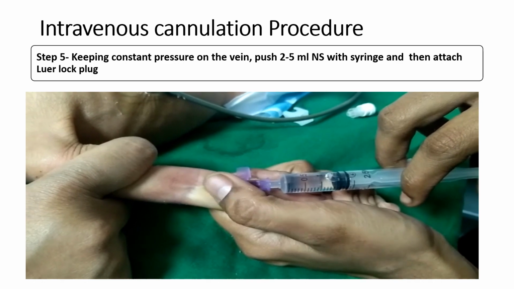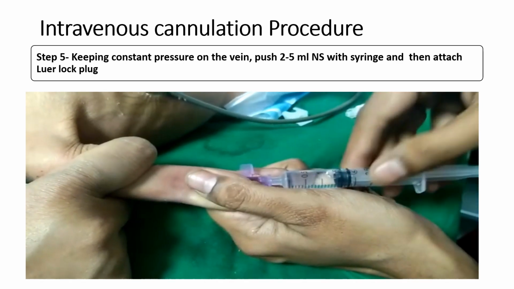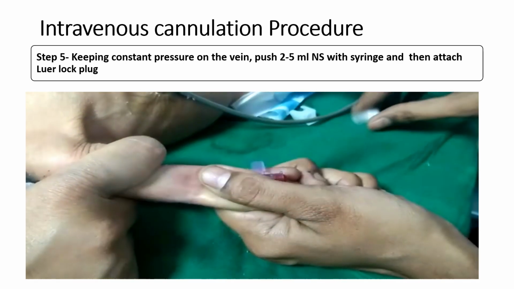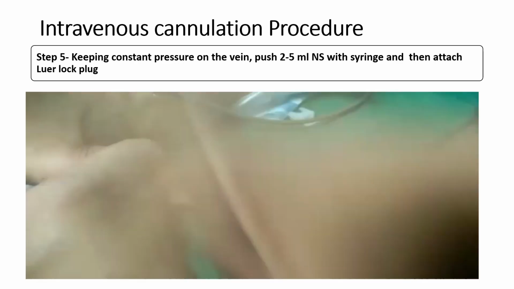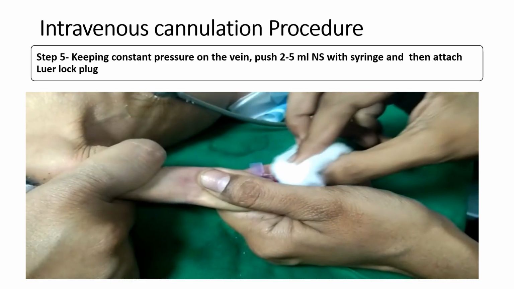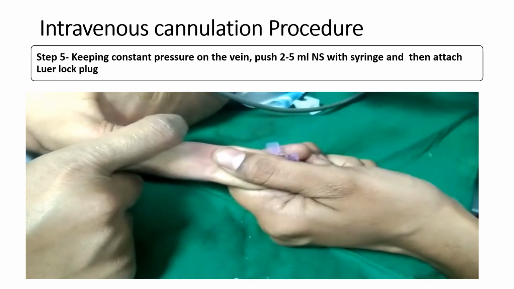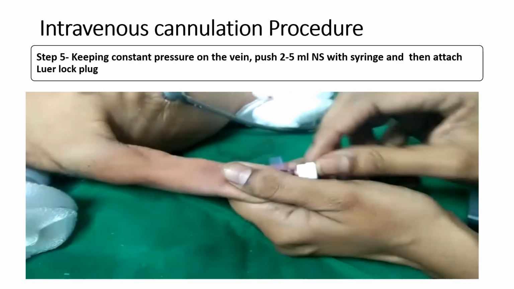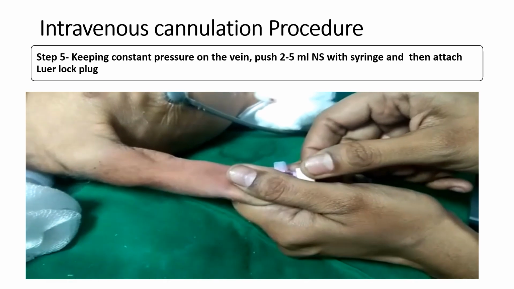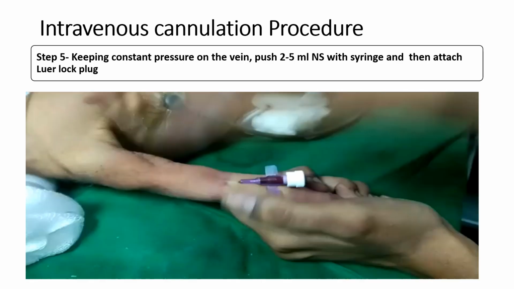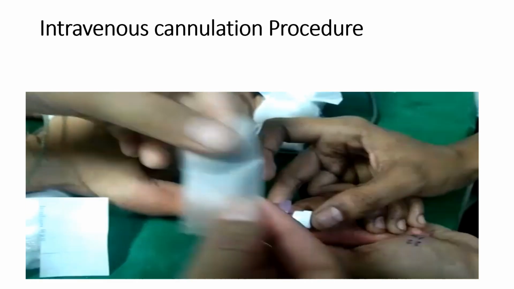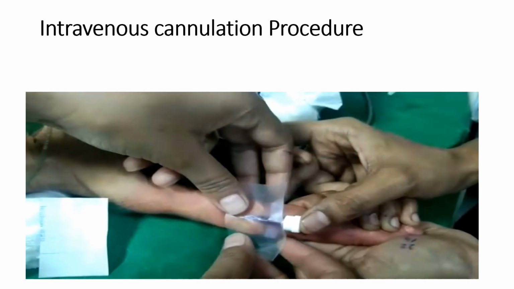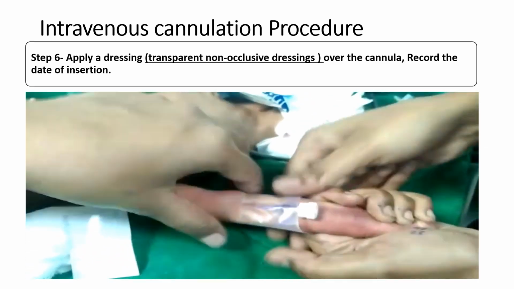So in this video you can see it is freely going into the vein. Now, continuously put pressure proximally over the vein and put the luer lock plug. Now the last step is to put the dressing.